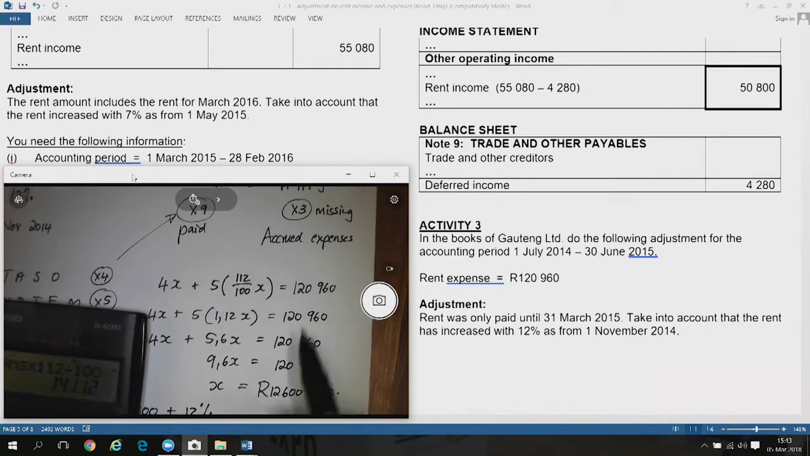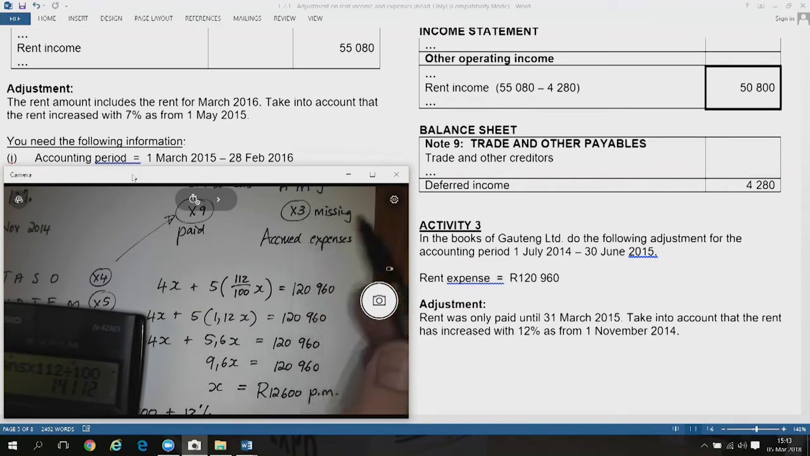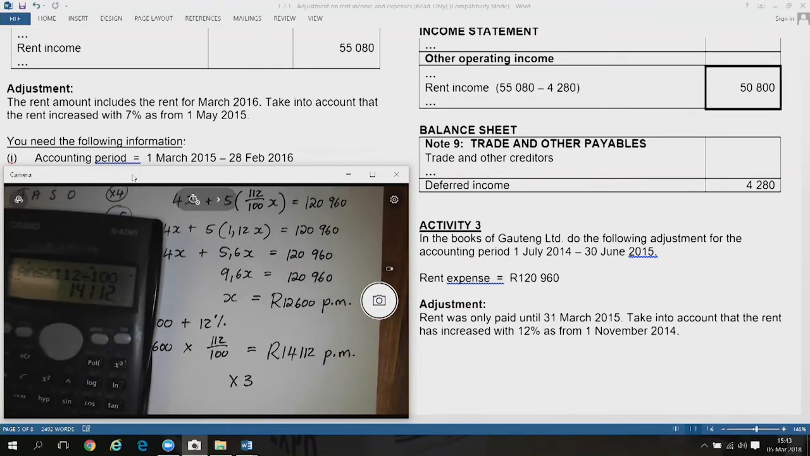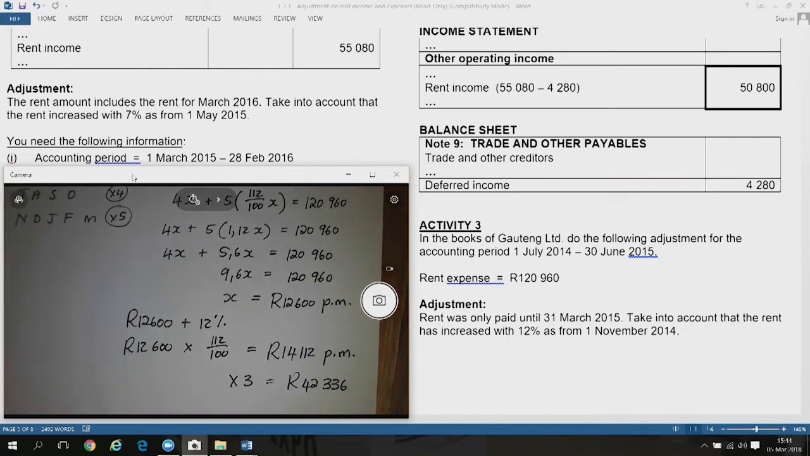Why? Because there's 3 months missing that we must add as accrued expenses. Times 3, and that gives you 42,336. Okay.